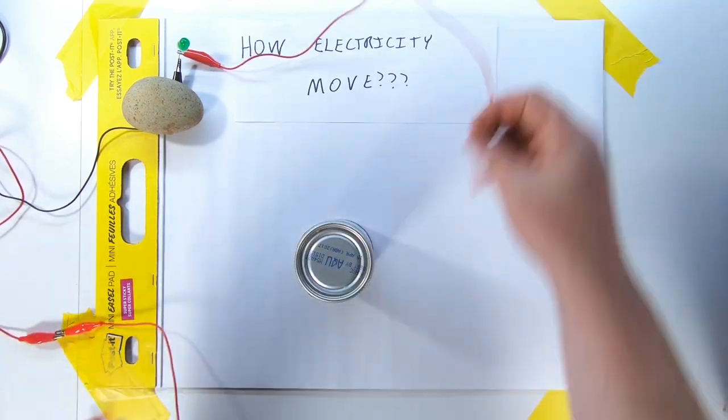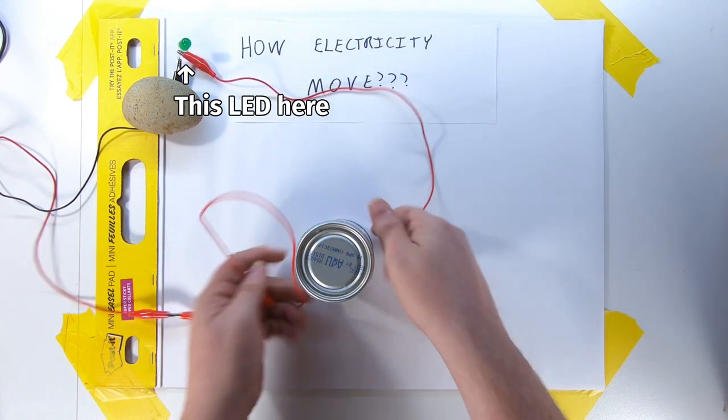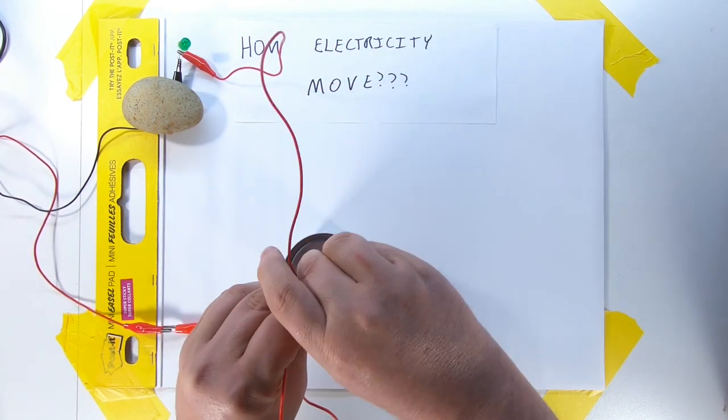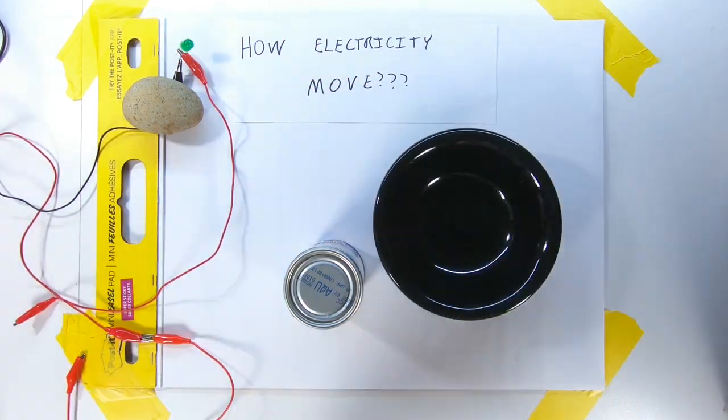The can is made of metal, which allows electricity to flow through it. When the LED is on, electricity is flowing. When the LED is off, electricity is not flowing. The bottom of the can has a plastic lining and therefore does not allow electrical flow. All right, let's open the soup.